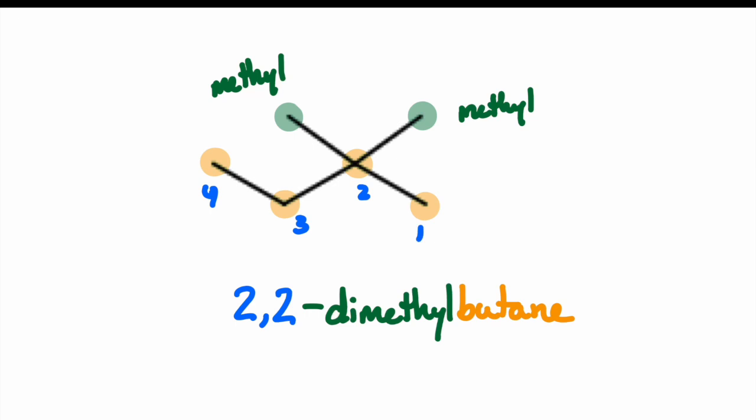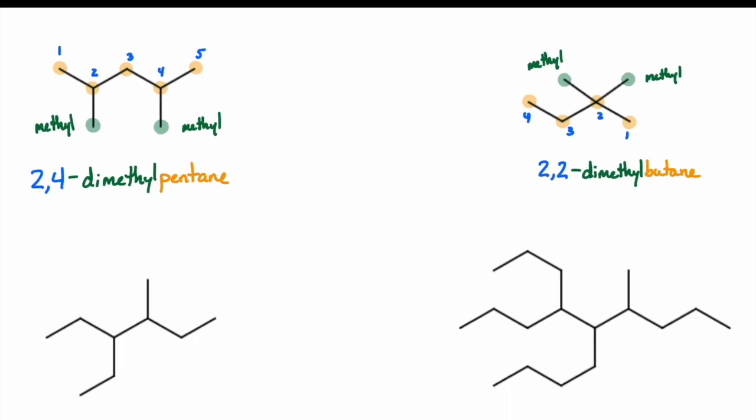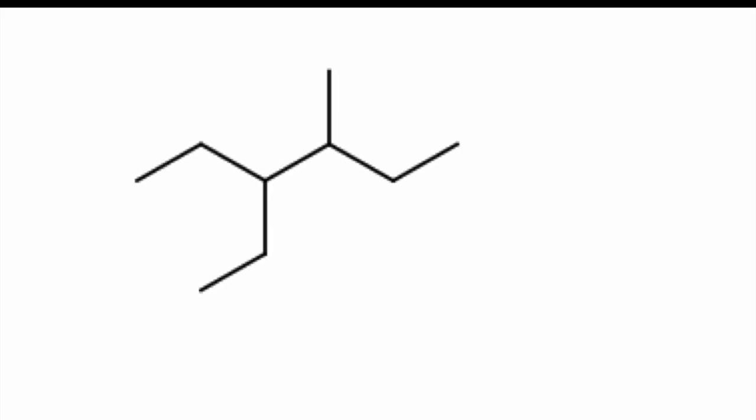All right, so multiple substituents, multiple identical substituents. We're going to use these prefixes: di, tri, tetra, etc. You need to include the locant of both of those substituents, even if they're on the same carbon. All right, and then our last example here, the last kind of specialty rule we need to keep in mind.